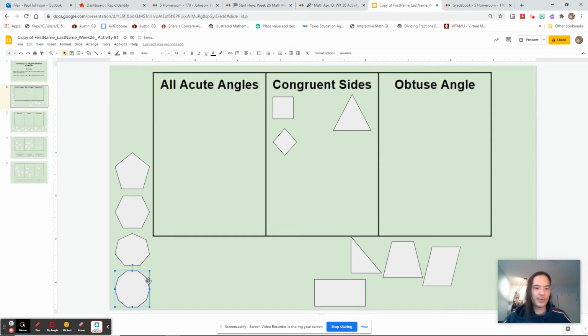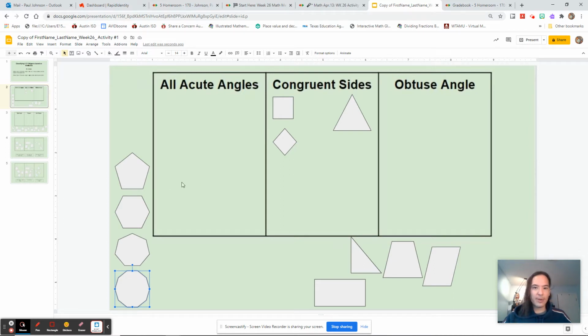And then there's our 8-sided. 1, 2, 3, 4, 5, 6, 7, 8. I think so, let me count again: 1, 2, 3, 4, 5, 6, 7, 8. Yeah, and that's our octagon. Octagon, 8 sides, like octopus, 8 legs. So pentagon, 5 sides. Hexagon, 6 sides. Heptagon, 7 sides. Octagon, 8 sides.